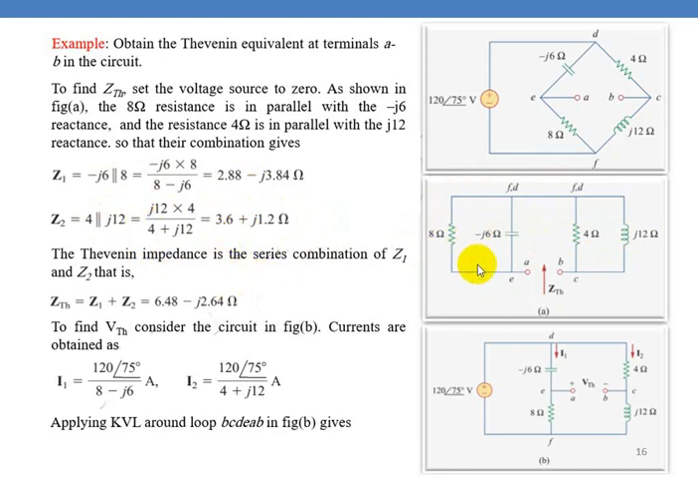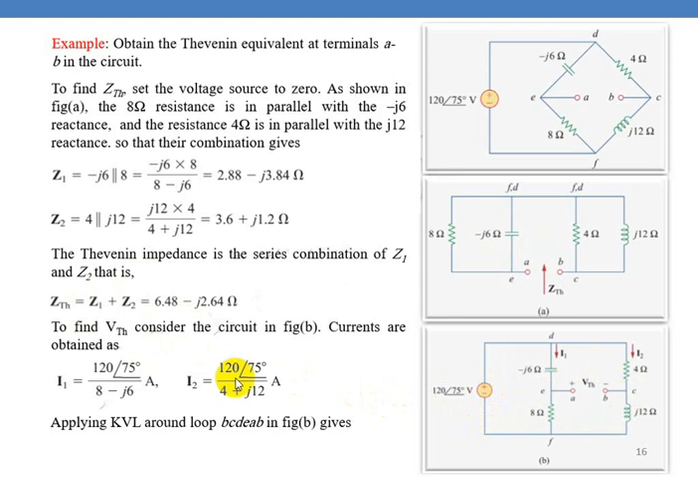So now we know this impedance, that is Z1, and this impedance we have called Z2. Now the total impedance between the terminals A and B will be equal to the sum of the two impedances. That is, ZTH will be equal to Z1 plus Z2, which will be equal to 6.48 minus J2.64 ohms. Now to find VTH, the Thevenin voltage, you solve this circuit and find the voltage between the two terminals.